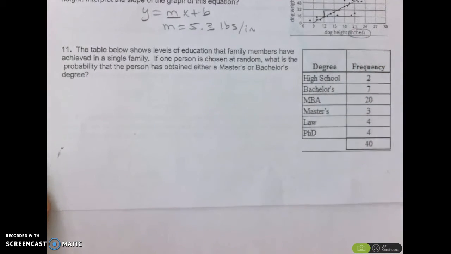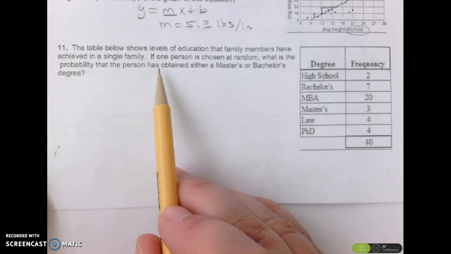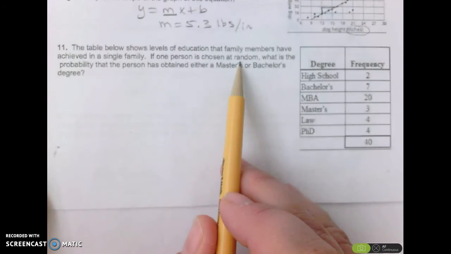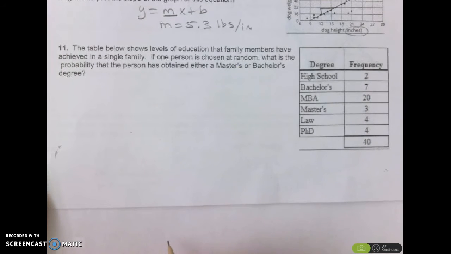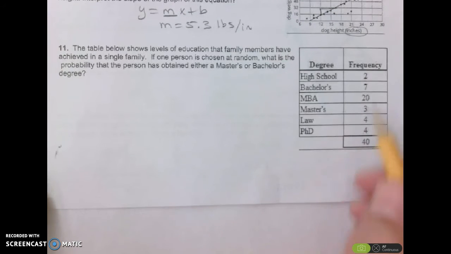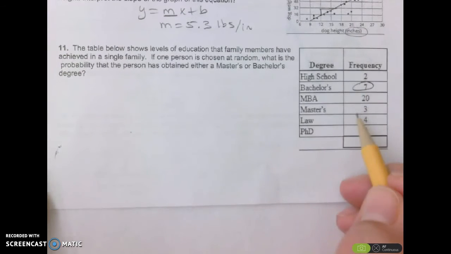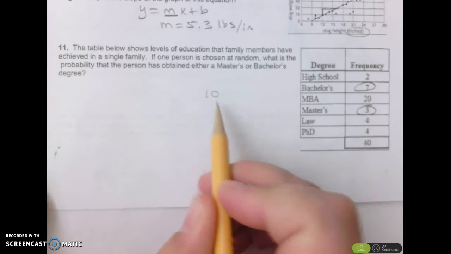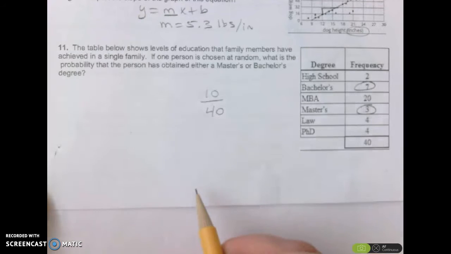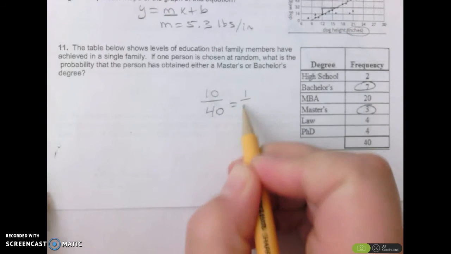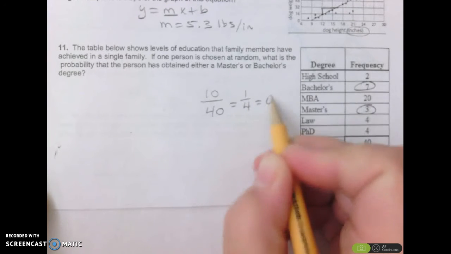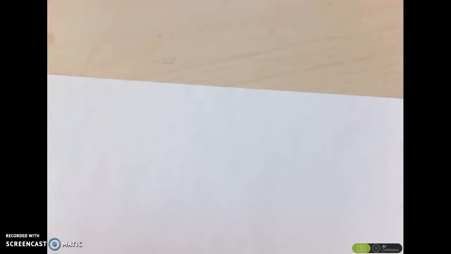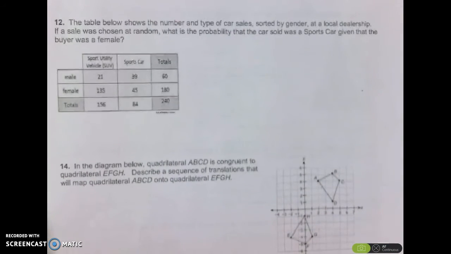All right, moving on to number 11. The table is showing education of family members in a single family. If one person is chosen at random, what is the probability that they've obtained either a master's or bachelor's? Well, 2 people had a bachelor's and 3 people had a master's. So altogether, that was 10 people out of a total of 40. So what's that probability? Well, if you reduce it as a fraction, it would be 1/4, or as a decimal, 0.25.